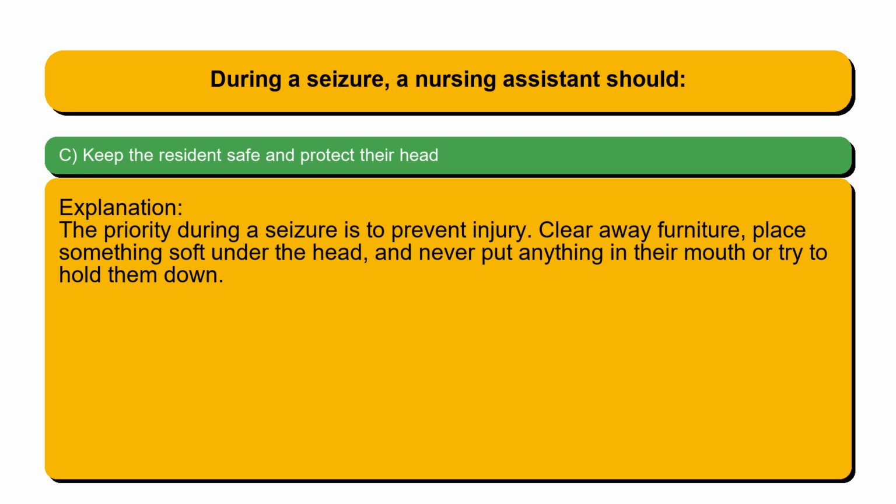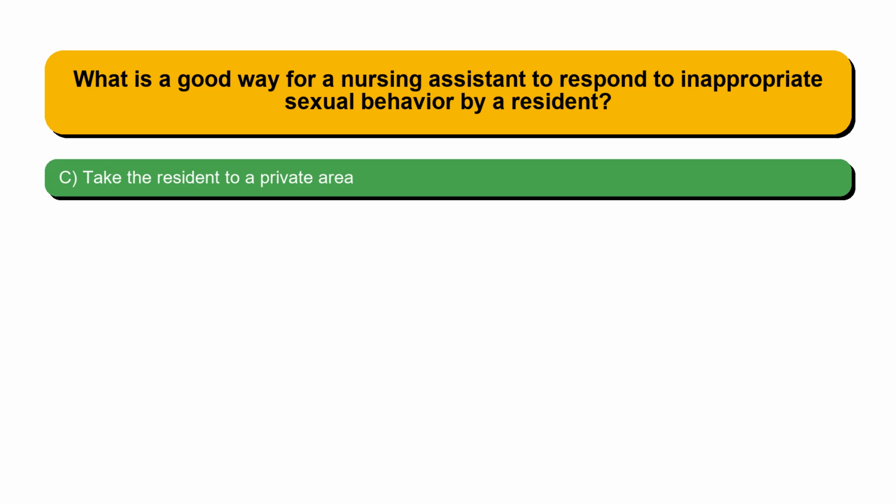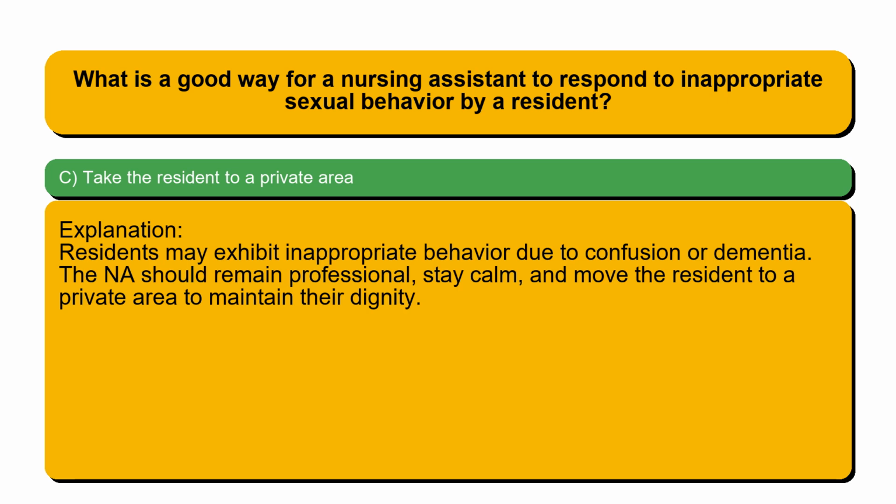Question 28. What is a good way for a nursing assistant to respond to inappropriate sexual behavior by a resident? Option A. Scold the resident in front of others. Option B. Ignore the behavior and walk away. Option C. Take the resident to a private area. Option D. Call the resident's family to complain. The correct answer is option C. Take the resident to a private area. Residents may exhibit inappropriate behavior due to confusion or dementia. The NA should remain professional, stay calm, and move the resident to a private area to maintain their dignity.